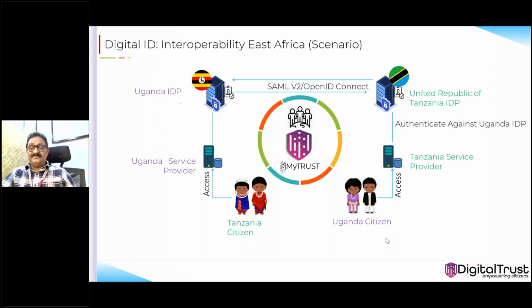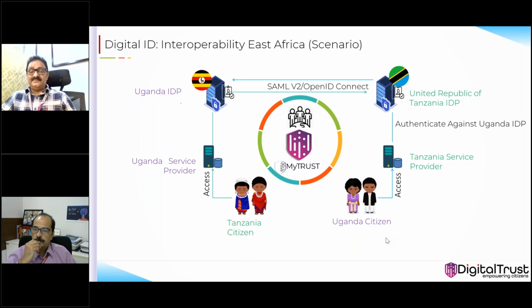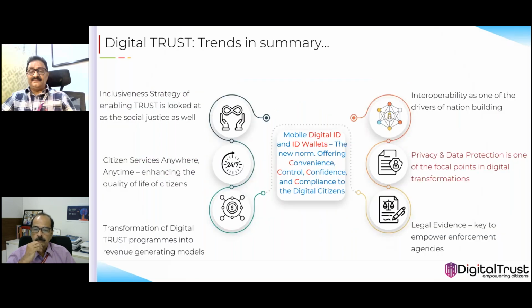We started with what the fraud possibilities are, and then we said a combination of digital ID and digital wallet can solve the majority of these problems. However, for citizens to have confidence in the entire system, it has to be citizen-centric. Therefore, privacy by design is one of the core elements of this model.